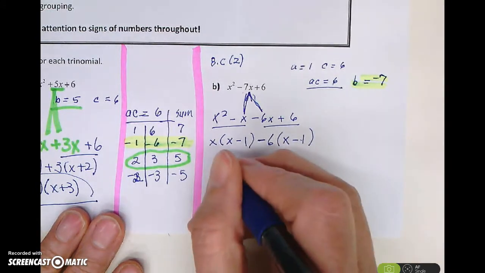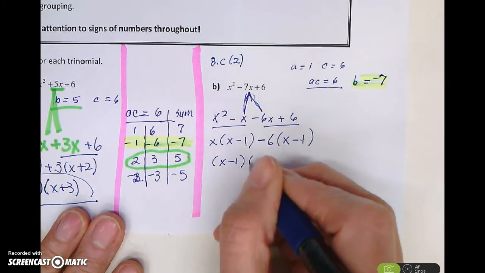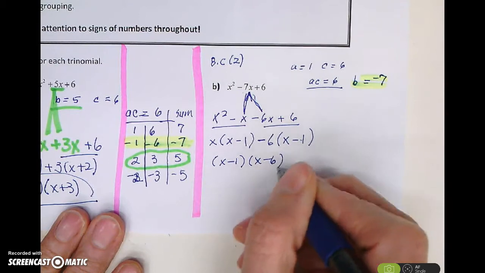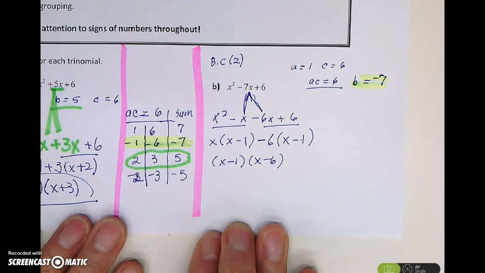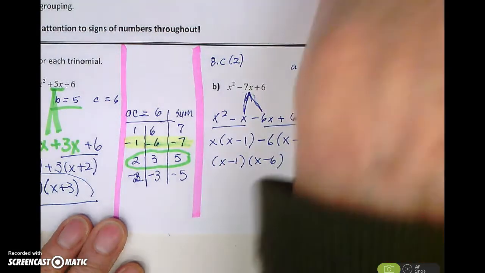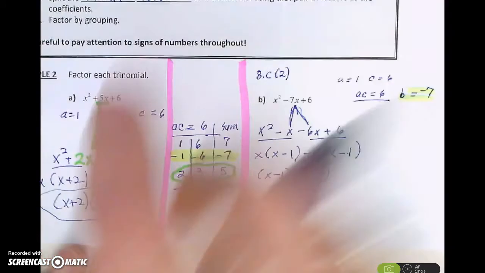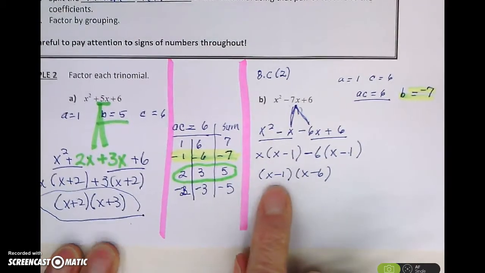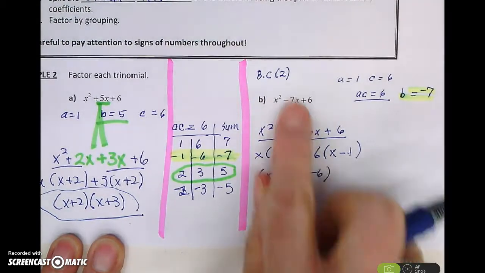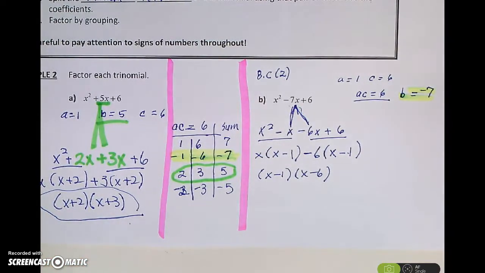But I'm going to then factor out that x minus 1, and I'm left with x subtract 6 there. So this one factors into this, and this one factored into that. So you see the different factors. And again, you can double distribute to check your answer.